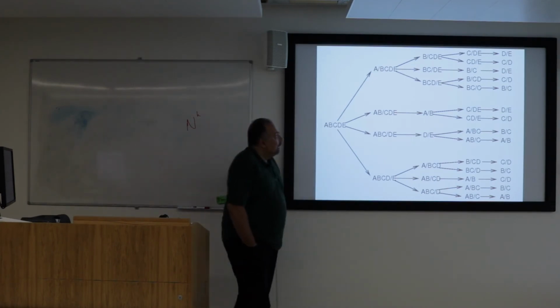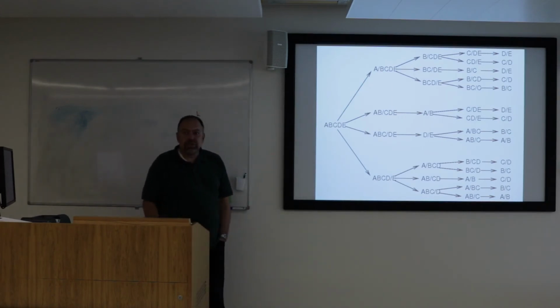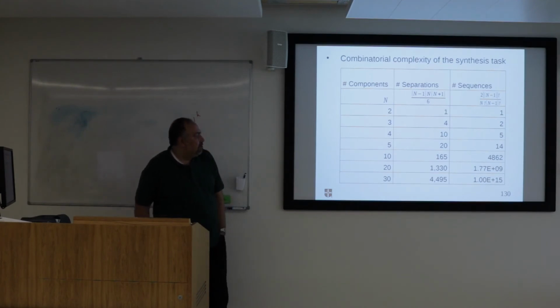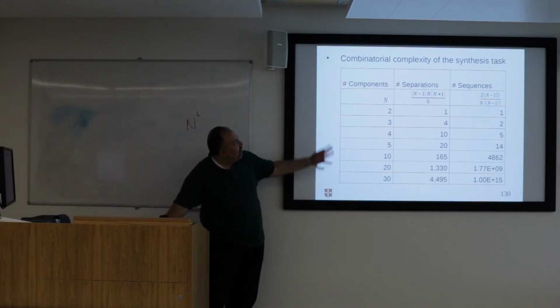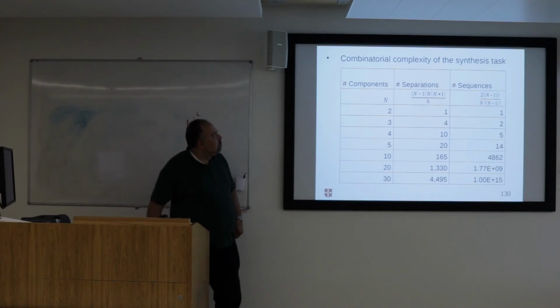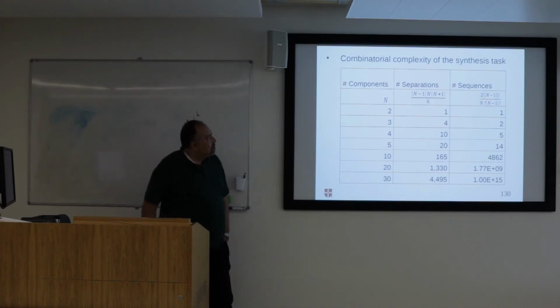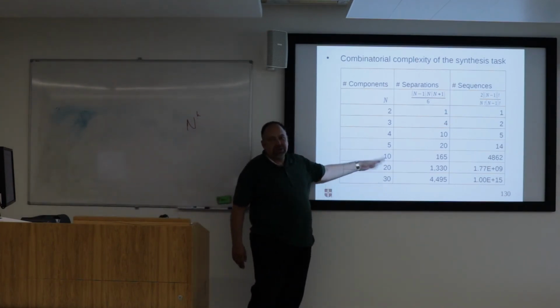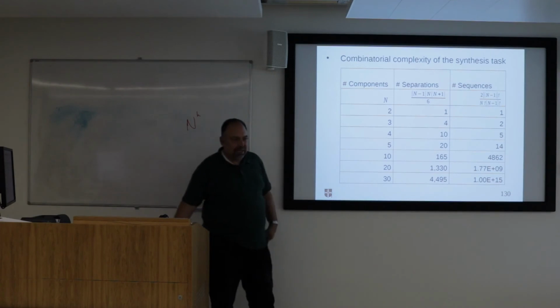You can have integer programming make the decisions for you to find the best, most economical distillation sequence to design. So for many components, this is the number of separations and sequences that you have, which, as you can see, really grows quite large. Of course, you wouldn't design 30 component separations. This is just to show the complexity.